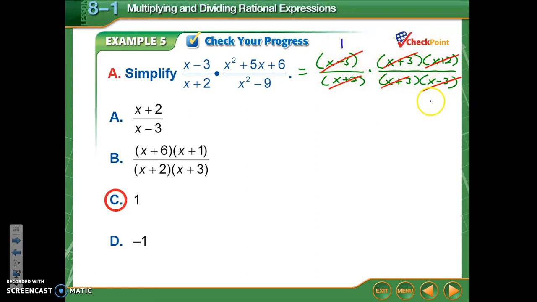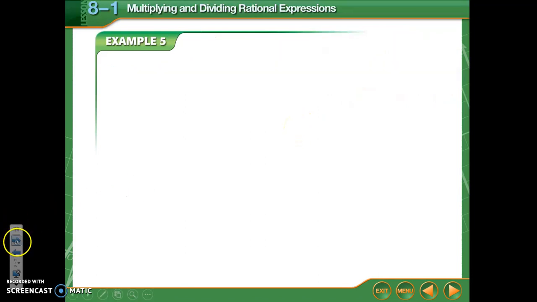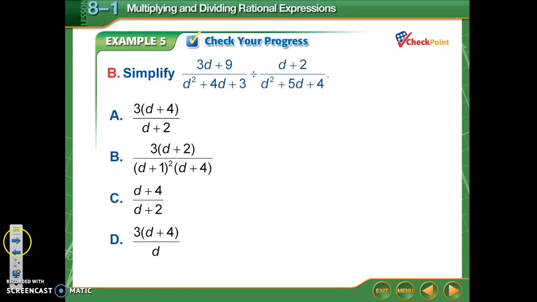This is why it's really important to realize that when I divide something out, it's really dividing out to 1, because otherwise you might think this answer is just 0, but it's actually 1. And try this last one. The answer here is A.